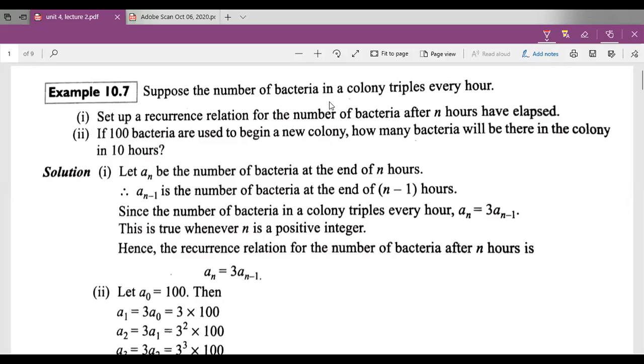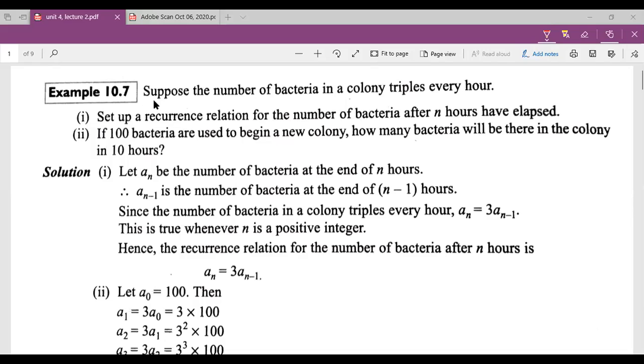So, in the last class, we discussed the basics of recurrence relations. What is the definition of a recurrence relation? An equation that can express a_n in terms of one or more previous terms of the sequence, a_0, a_1, a_2, and so on, up to a_{n-1}, is called a recurrence relation. We completed some problems on that. In today's class, we're going to discuss more problems on that.